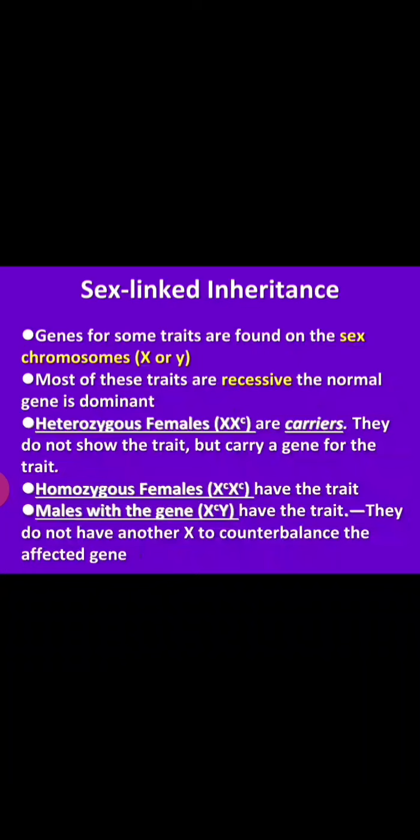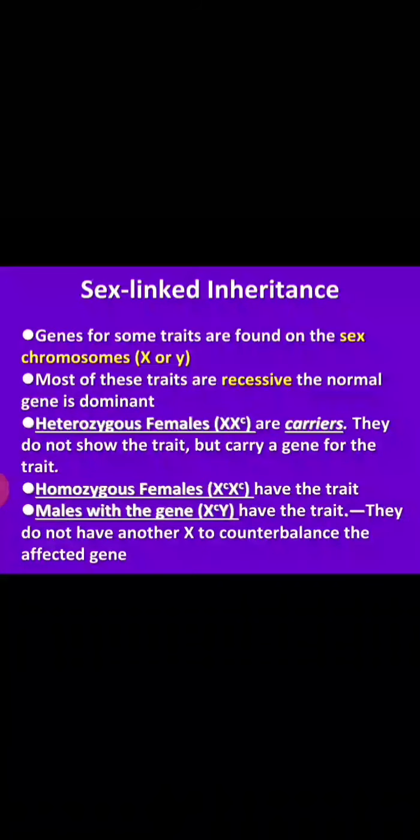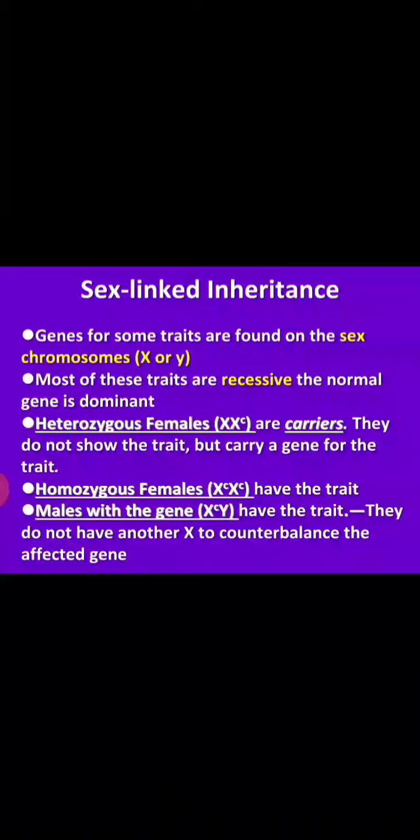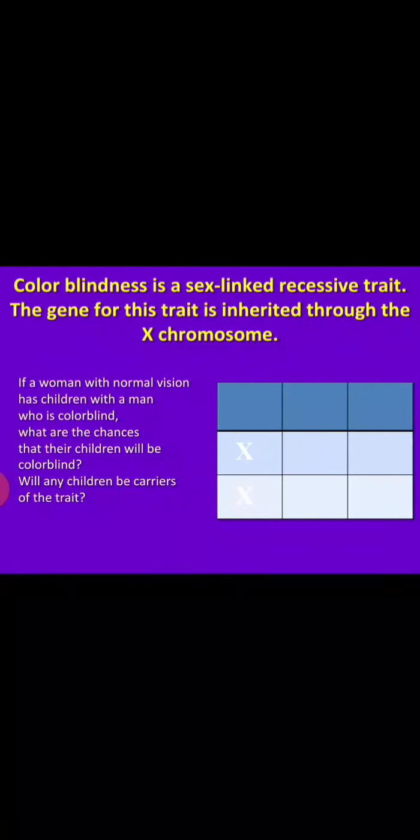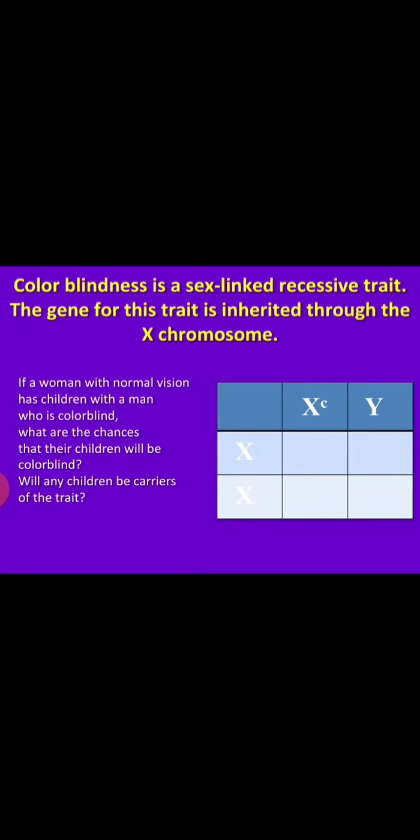Sex-linked inheritance. The genes for some traits are found on the sex chromosome, X or Y. Most of the traits are recessive. The normal gene is dominant. Heterozygous females are carriers. They don't show the trait, but they carry the gene for the trait. Homozygous females have the trait. Males with XY have the trait, as they do not have another X to counterbalance the affected gene. Color blindness is a sex-linked inheritance. The gene for this trait is inherited through the X chromosome.